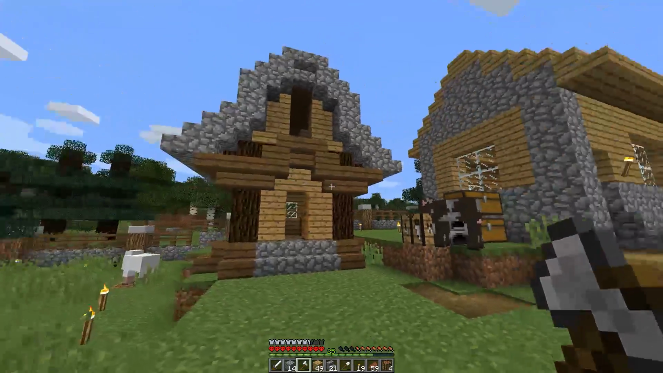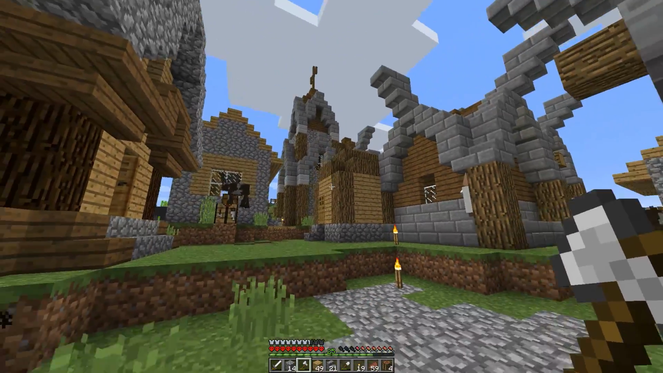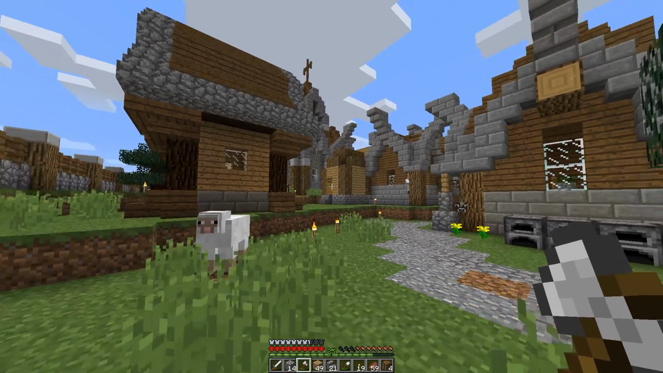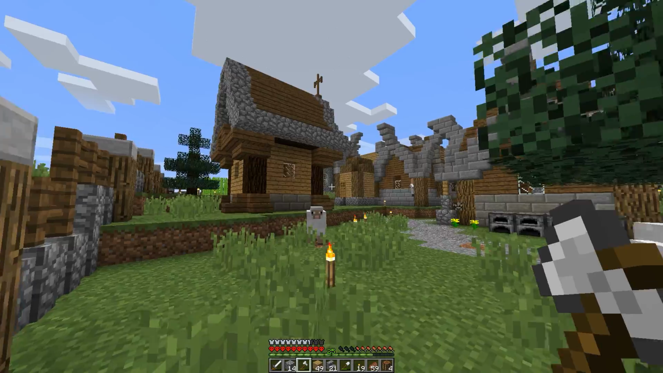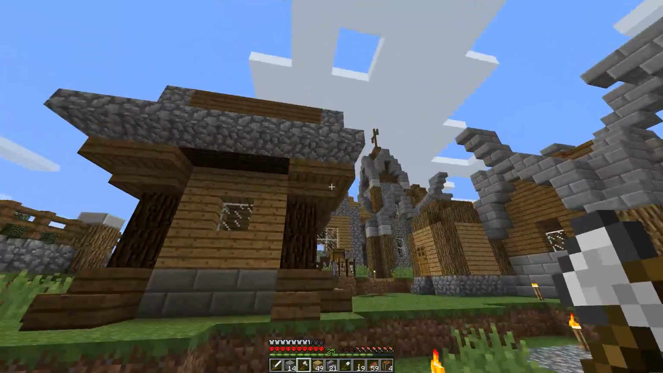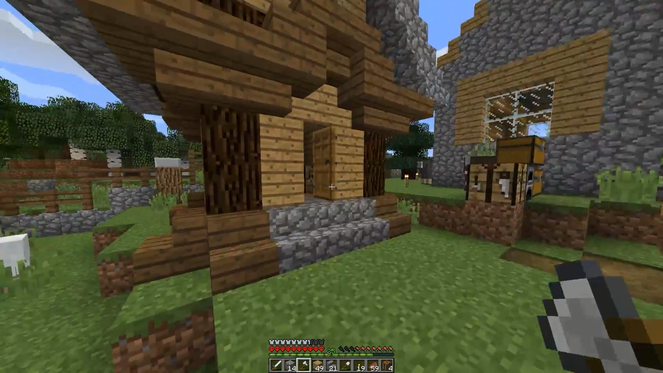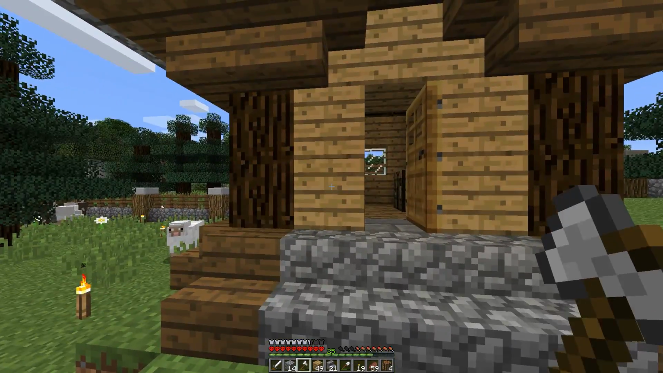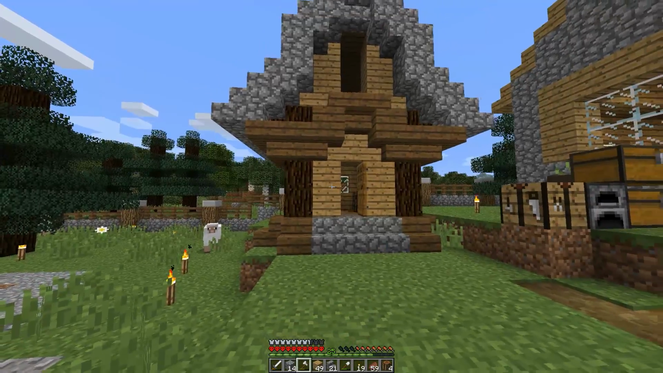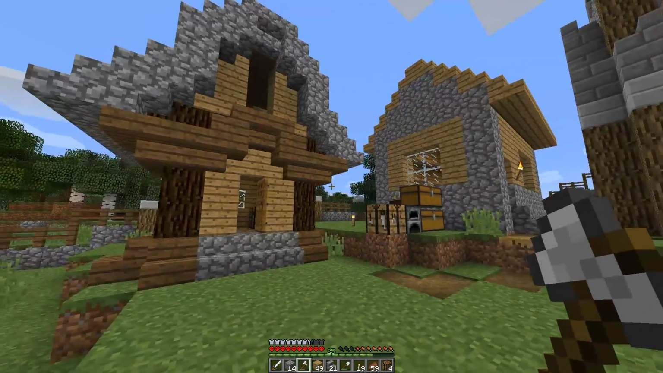But it doesn't work. It doesn't look right. As you can see, if I come across here, it just doesn't blend. It sticks out like a sore thumb. So we need to figure out what to do about that. And here's what I'm thinking. We're going to swap that out for stone brick. I'm going to swap this out for spruce. And see what that looks like.